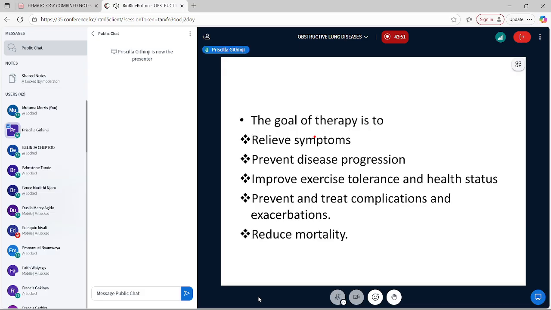So in patients who have emphysema, the goal of therapy is usually to relieve the symptoms, to prevent disease progression, to improve exercise tolerance and health status, and also to prevent and treat complications and exacerbations. So you want to prevent things like pulmonary hypertension, because this will lead to right-sided heart failure, and of course we've seen that will cause death. And of course you want to reduce mortality that will arise from the complications.